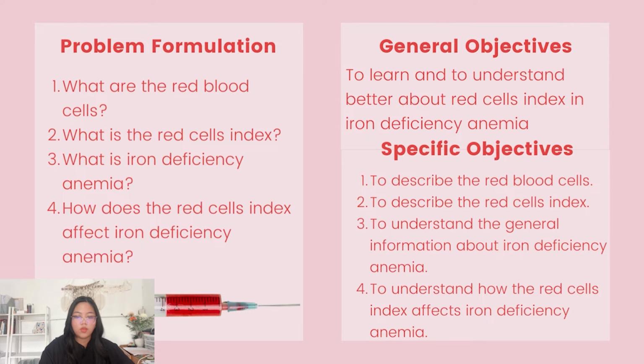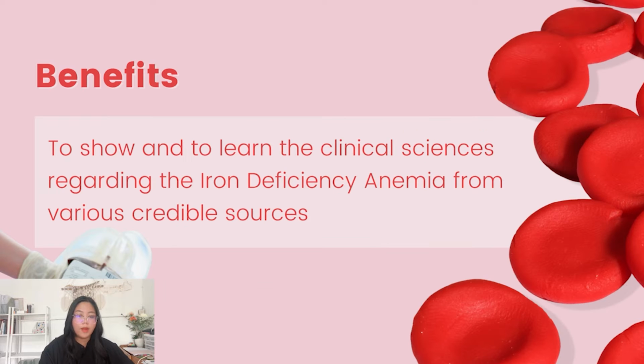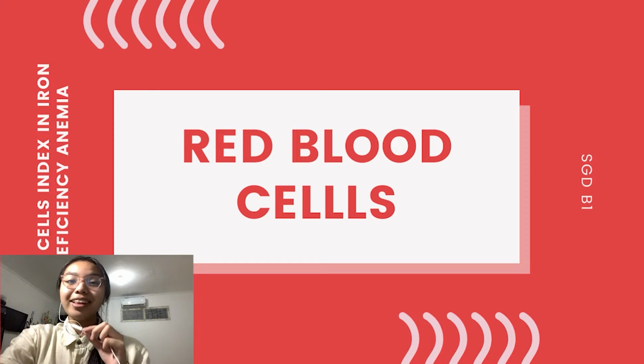Next is the objective. The general objective is to learn and understand better about the red cell index in iron deficiency anemia. The specific objectives are in accordance with the problem formulation. The benefit is to show and to learn clinical science regarding iron deficiency anemia from various credible sources. Thank you for the opportunity.